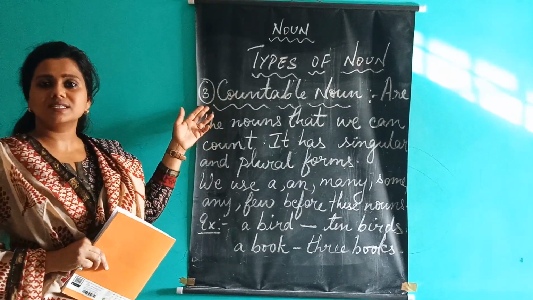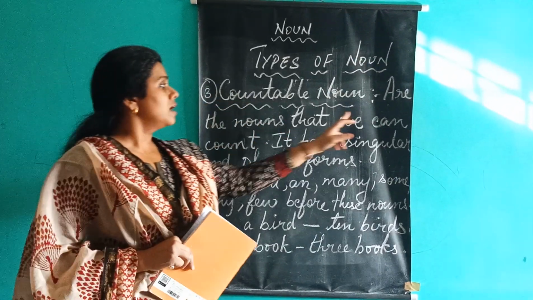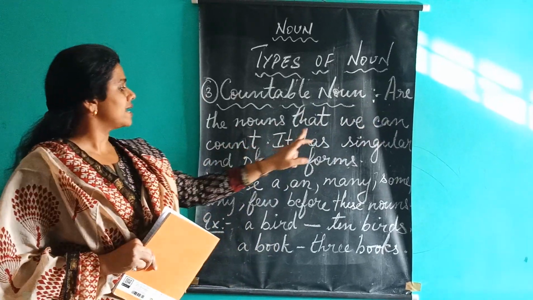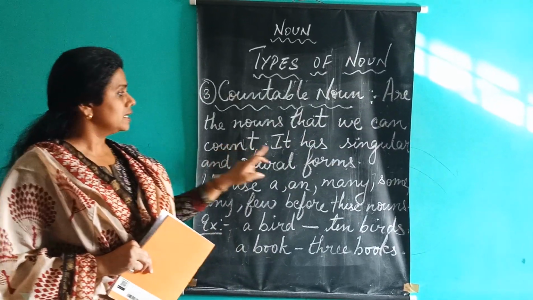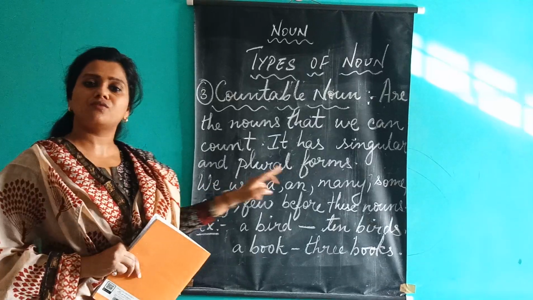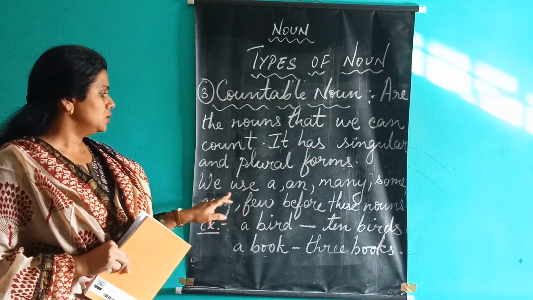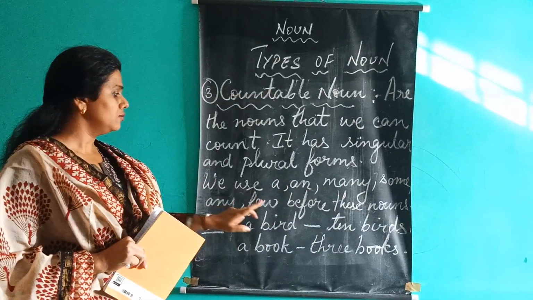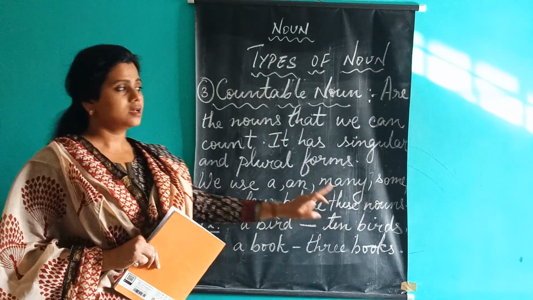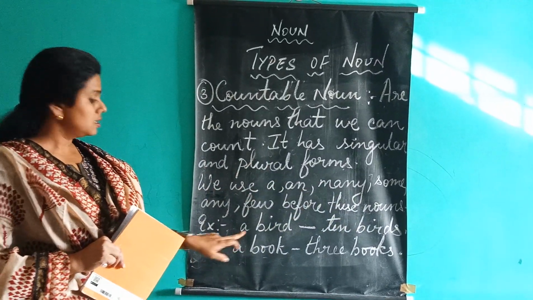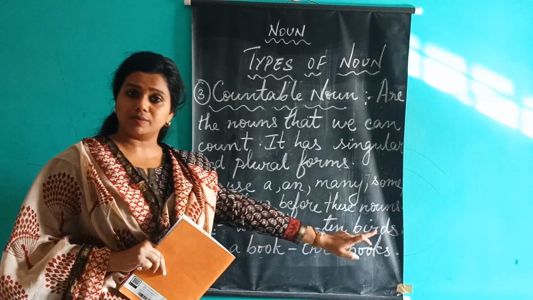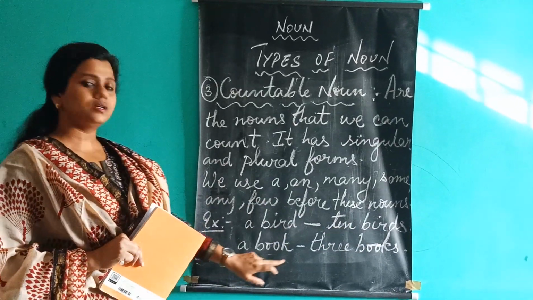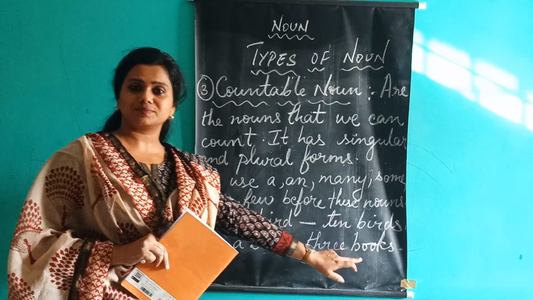Now third one is countable noun. Countable nouns are the nouns that we can count. It has singular and plural forms both. We use a, an, many, some, any, few before these nouns. For example, a bird, 10 birds. A book, 3 books.